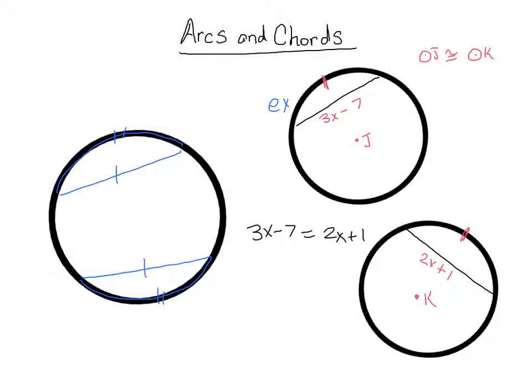So we go ahead and solve this by subtracting 2x from both sides. We get here that x minus 7 is equal to 1. Now we can add 7 to both sides, and we get that x is equal to 8. So that's how you'd go ahead and use the first theorem. Let's look at the second theorem.